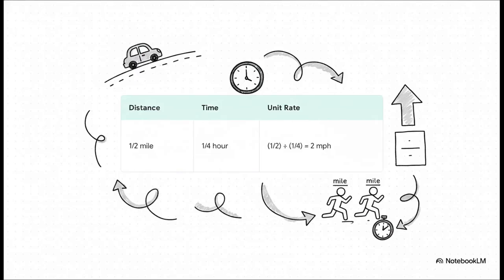All right, here is the breakdown. By keeping the order exactly as stated, miles over hours, and preserving that all-important multiplicative reasoning, we set up 1/2 divided by 1/4. By multiplying 1/2 by the reciprocal of 1/4, which is 4/1, we get a clean, proportional unit rate of exactly 2 miles per hour. No units were mixed up, absolutely no addition was used, and the order was perfectly preserved.